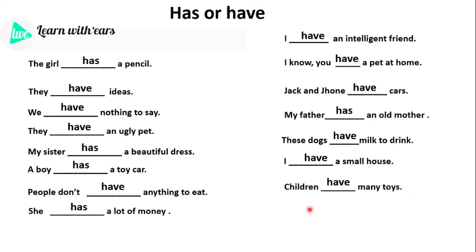Now let's see the final sentence. My son, a bad habit. My son, one kid, one child, singular. So we use has. My son has a bad habit.